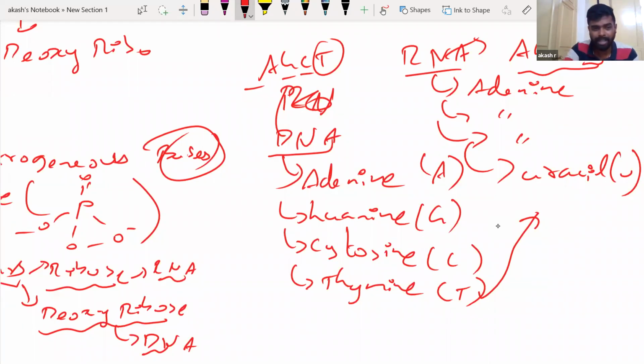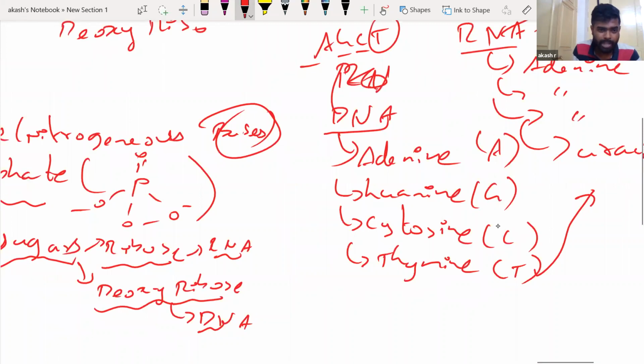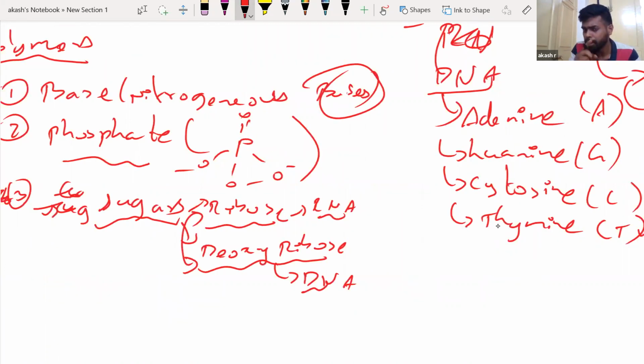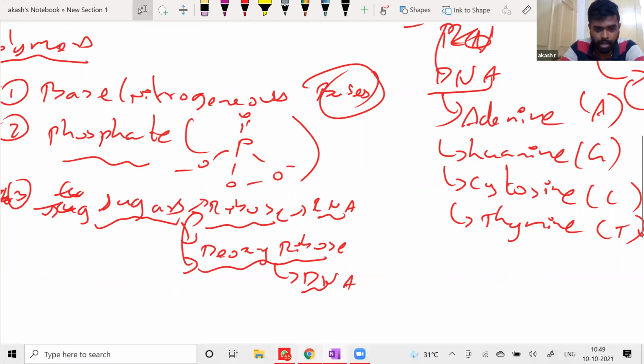Now you will see that between ribose and deoxyribose there is not much difference. Let me show you the structure of ribose and deoxyribose.